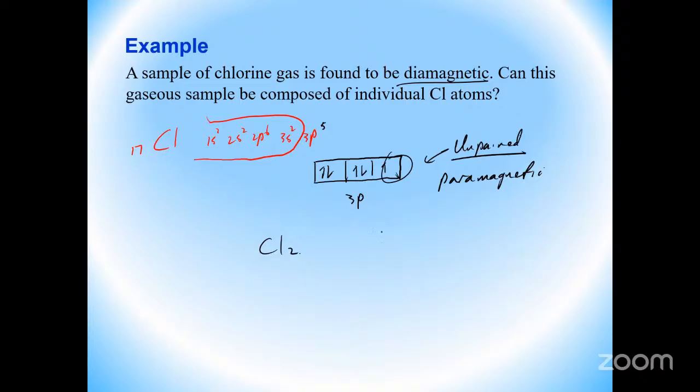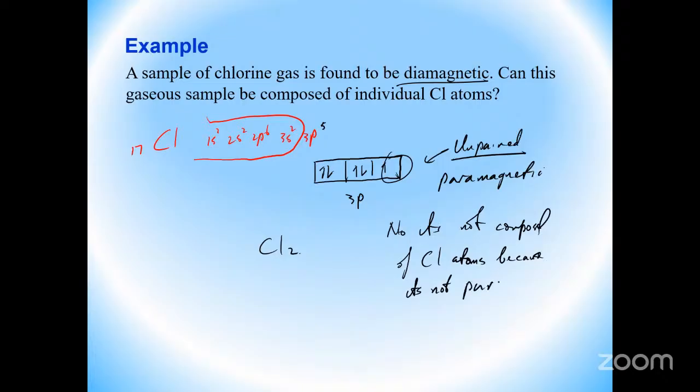The answer to the question is no, it's not composed of Cl atoms because it's not paramagnetic. Okay, so that's basically how you answer that question, all right?